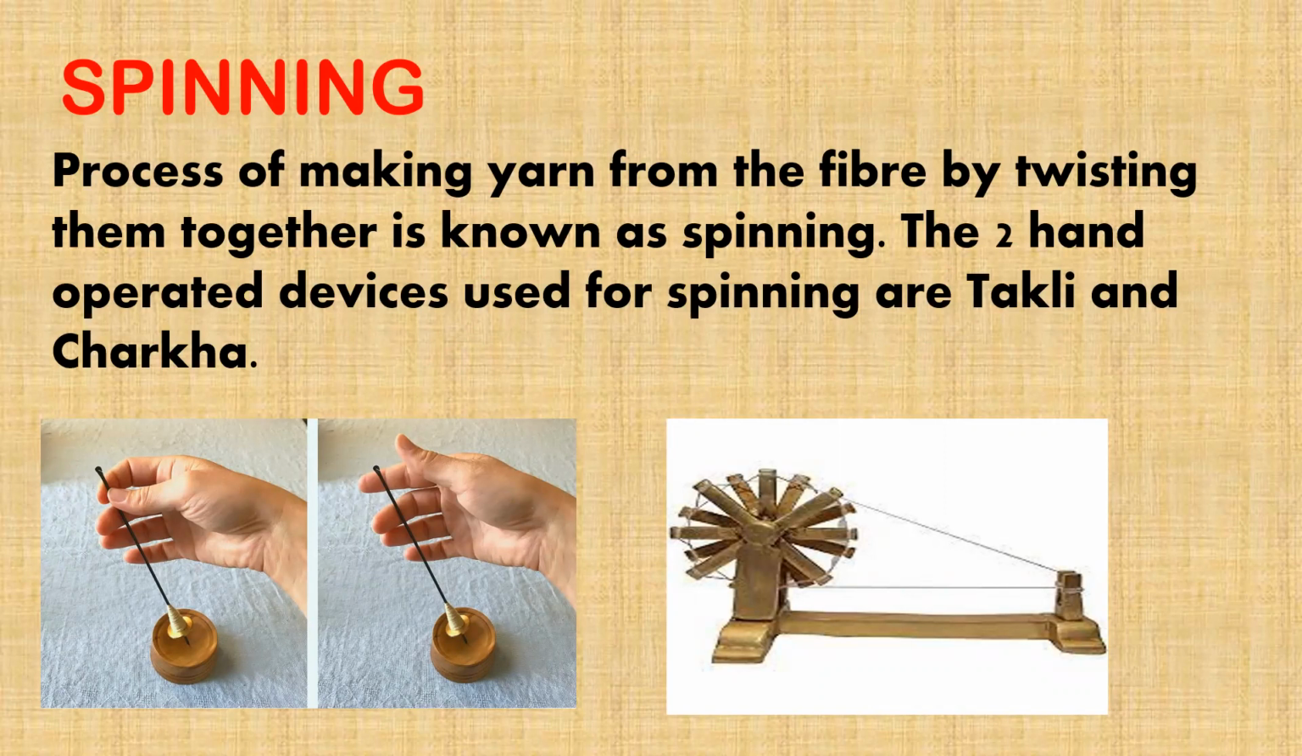Spinning is done by hand, and the two hand-operated devices used for spinning are takli and charkha. Here you can see in the images, the first image is of a takli and the second is of a charkha.